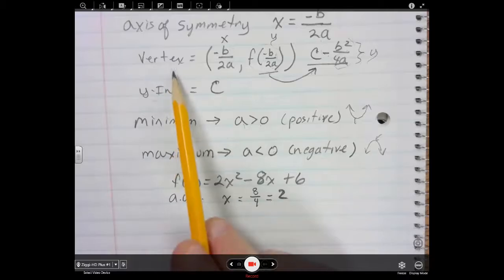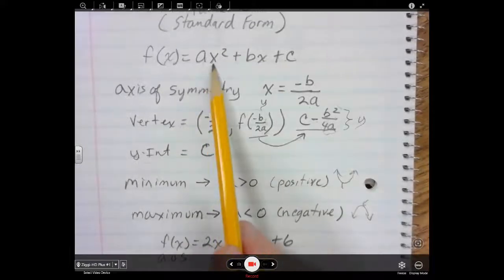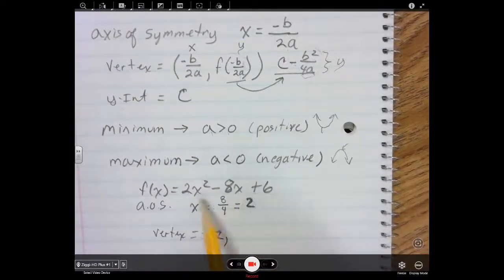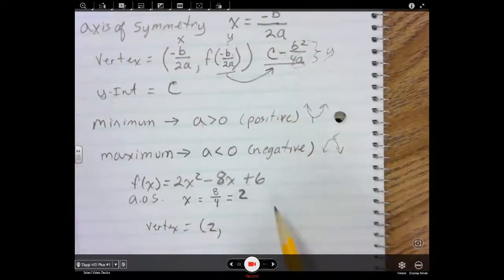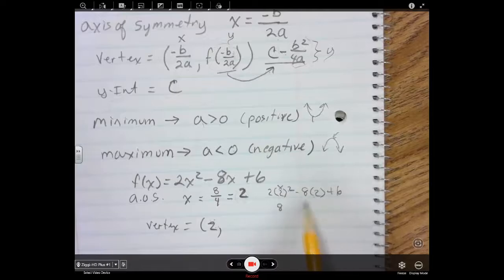Now since we're finding the vertex, we already have half of the vertex, because remember this axis of symmetry number has to be the x coordinate right here of your vertex. So your vertex is going to equal 2. And then what we're supposed to do is take this 2 and substitute it back into here, here, and here in output. But of course we're going to use this function here, or we could use this shortcut version. I'm going to substitute the 2 in first. So 2 times 2 squared, so this is where my x was, minus 8 times 2 plus 6. So follow the order of operations. 2 squared is 4. 4 times 2 is going to give us 8. Negative 8 times 2 is negative 16, and then plus 6.